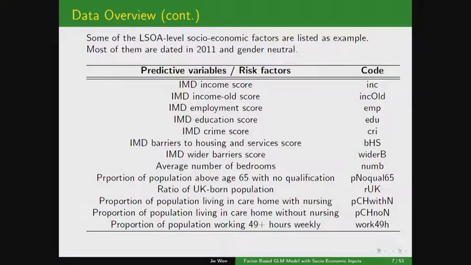And here is just an example of some of the socioeconomic factors we used in our analysis. Andrew and Torsten have covered most of them. We can see there are some of the indices under the IMD project, and there are also some other numerical measures like average number of bedrooms, ratio of equivalent population, something like that. Here are just some of the short names of these indices to make the slides less wordy.